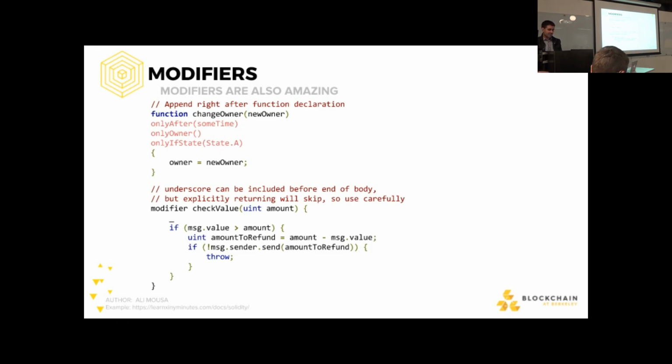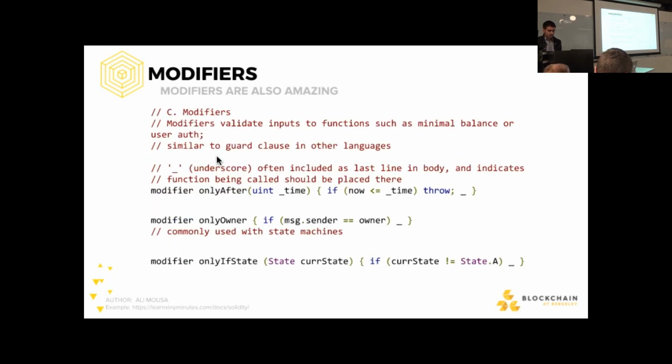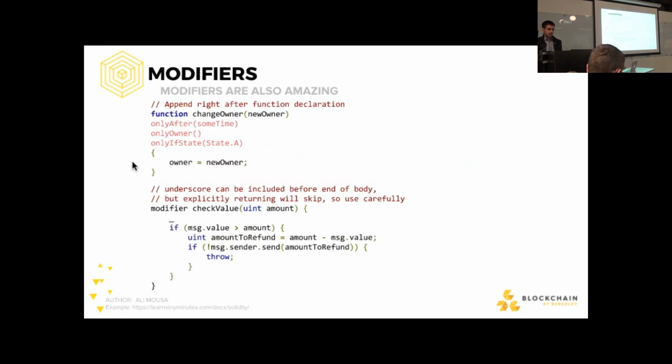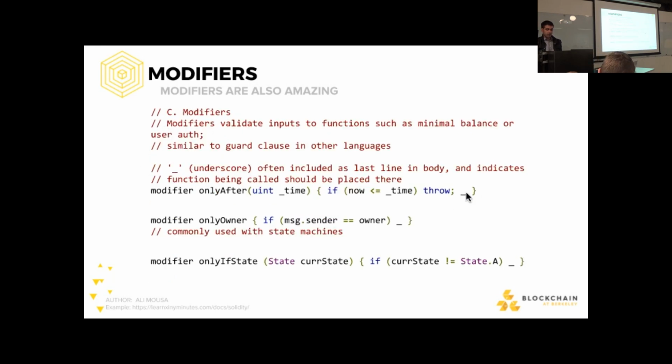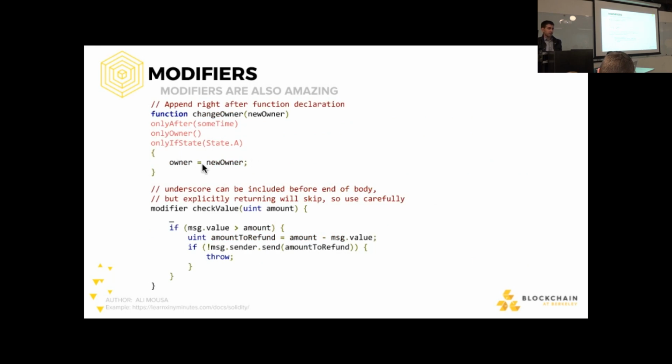Yeah. So basically, notice that a modifier is basically going to have a conditional, and it's going to be kind of a template. So if now is less than or equal to time, then we throw, and if that's not the case, then we continue the rest of the function. So then we place this modifier right under the function header, and if we don't throw, we go to the rest of the function logic that's happening in the function. Does that make sense? Yeah, you have to make them yourself.